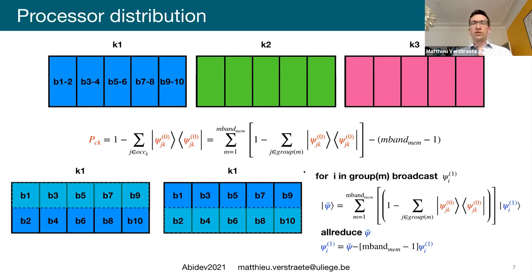You don't really need to know this because it all runs smoothly now. But inside, this means that I'm doing a lot more communications. I have to broadcast the Psi 1 to everybody, and I have to do this reduction, which I didn't have to do before because I had all my ground state bands on each core.